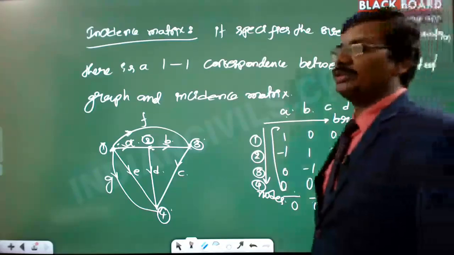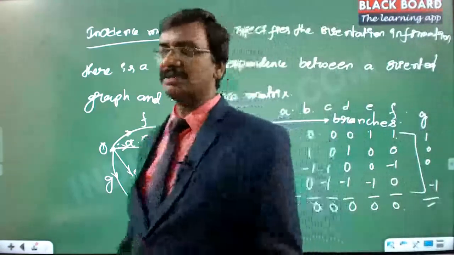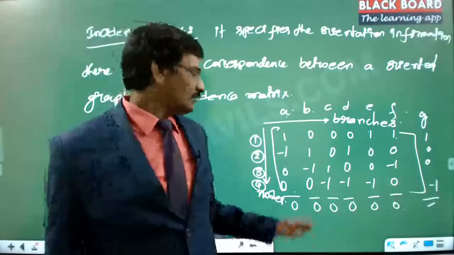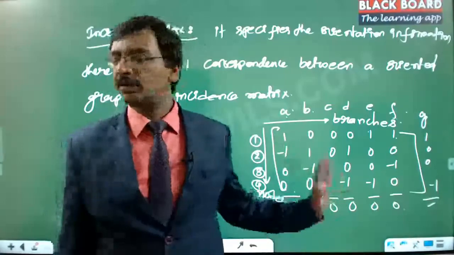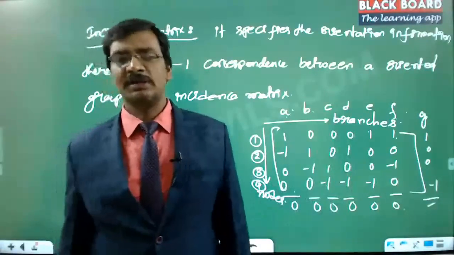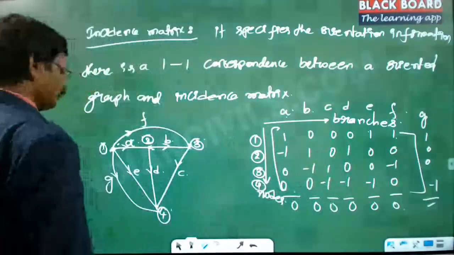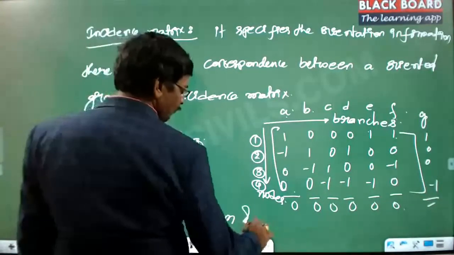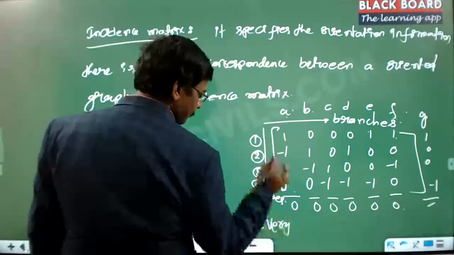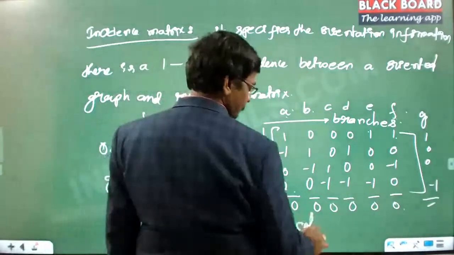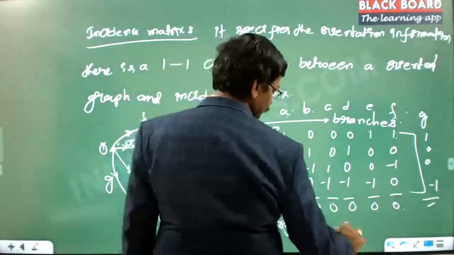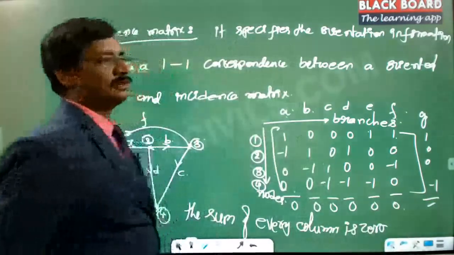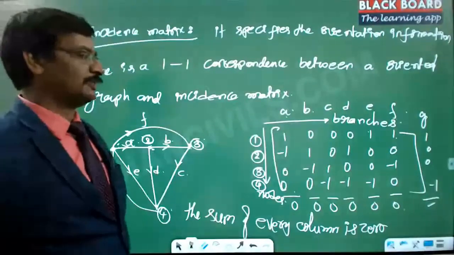It doesn't matter whatever kind of graph it is, whatever the number of branches that are connected between any two given nodes. It is always the case that the sum of each and every column is 0 for any incidence matrix. So this is the incidence matrix, and the sum of every column is 0 for any incidence matrix. Got it?